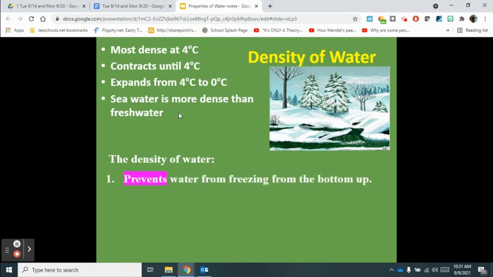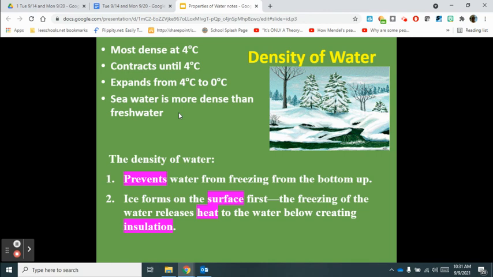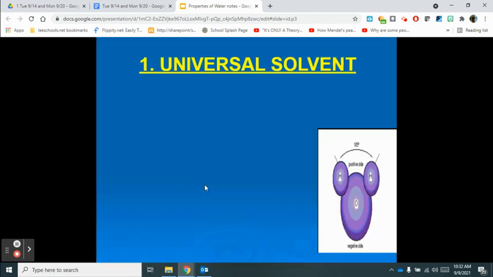The density of water prevents water from freezing from the bottom up. It causes ice to form on the surface first. The freezing of the water releases heat to the water below, creating an insulation. That's why some organisms can live in the frozen water. There's still fish living in frozen lakes, and it can make transitions between seasons less abrupt.